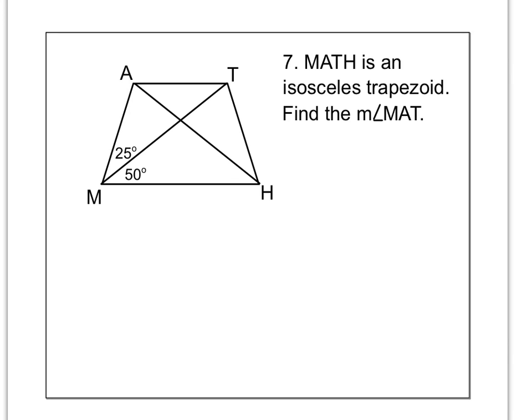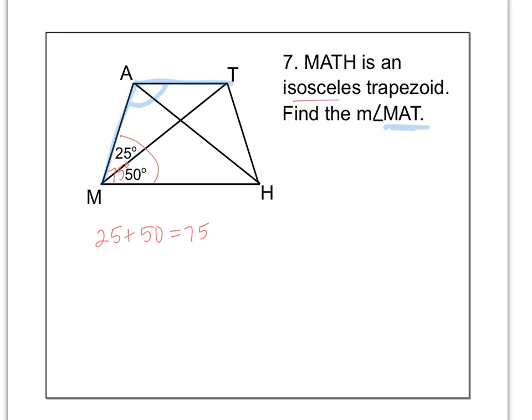So first, I'm going to highlight angle MAT. MAT is up here. This is the angle we're trying to find. And right now, I can see down here, this angle is 25 plus 50. So if I add 25 plus 50, I get 75. So this angle down here is really 75 degrees total.